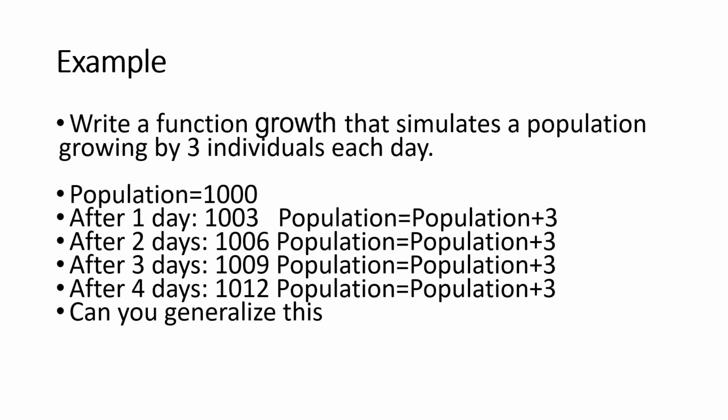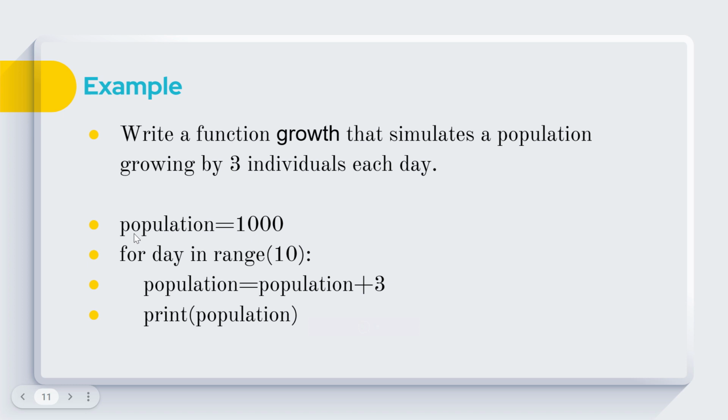Hello friends. In the last session we were discussing the growth function, and in this one we have to write a code which can simulate a population growing by 3 individuals each day. Let's suppose the initial population is 1000, so we have to find the population after n number of days. We discussed in our previous session that we have to create a for loop for this. So this is the code.